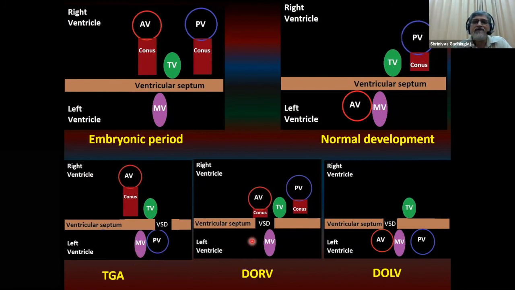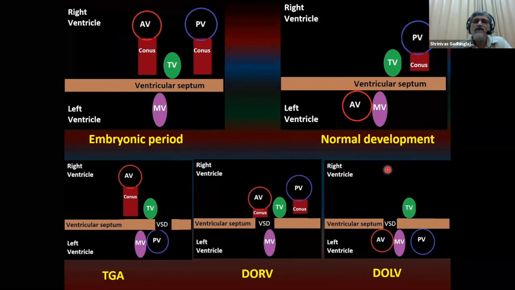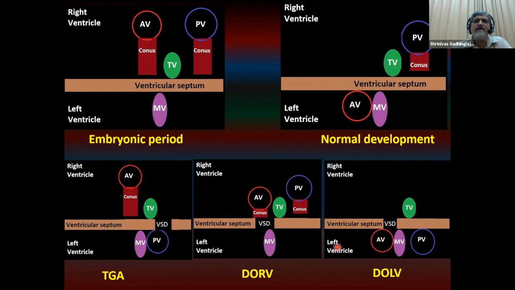In DORV, what happens? Both the conuses persist. So both the pulmonary artery and aorta are committed to the RV. While in DILV, both the conuses are resorbed. So both the pulmonary artery and aorta are committed to the LV. So just by the changes in the resorption of the conus, we get so many anomalies.